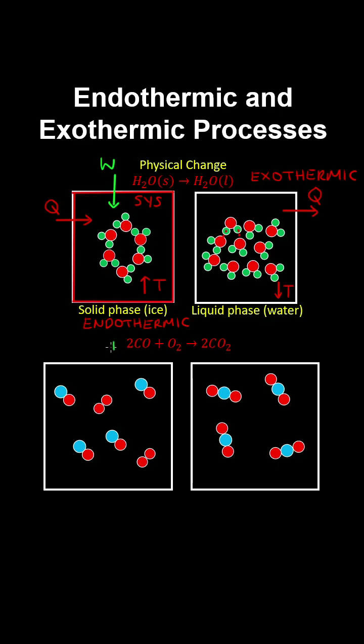And similarly for a chemical reaction, so here you have the breaking of the bonds between oxygens and the formation of the bond with each carbon monoxide molecule. And this releases heat to the environment, so we call this an exothermic chemical reaction.